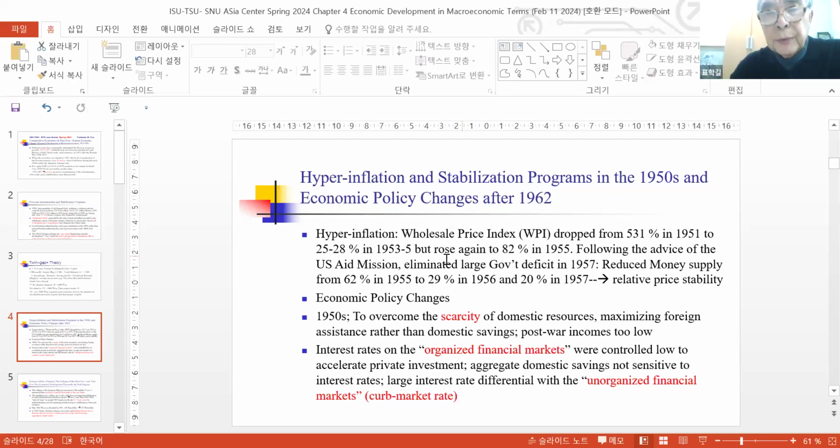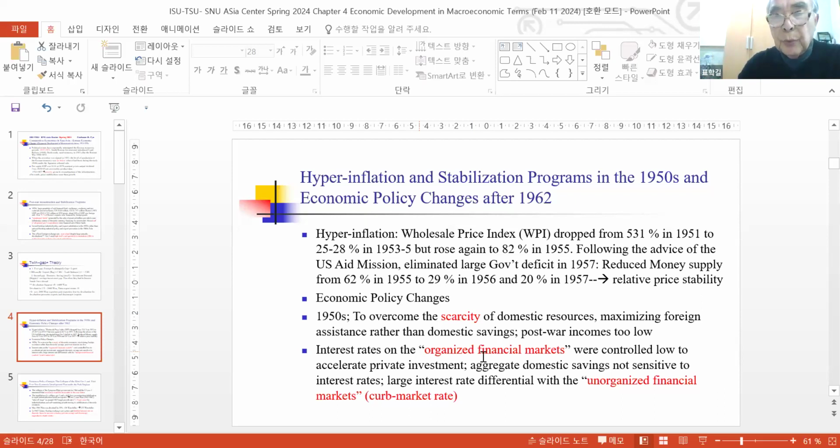Following the advice of the US aid mission, the government eliminated its large deficit in 1957 and reduced money supply growth from 62% to 29%. In 1957, 20%, relative price stability was restored. And then followed economic policy changes. In the 1950s, to overcome the scarcity of domestic resources, they maximized foreign assistance rather than domestic savings. Post-war incomes were too low.